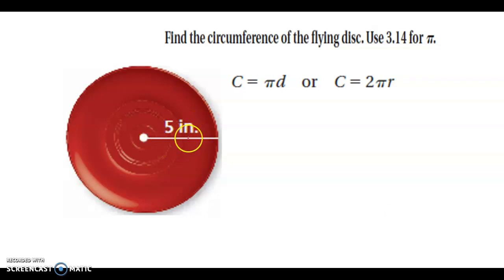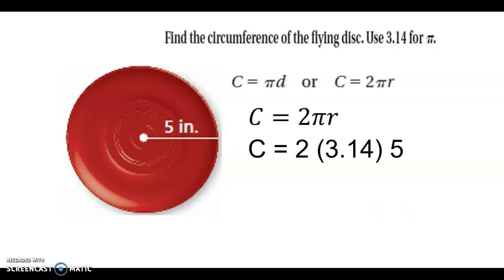So the 5 inches, that's the radius. So you use the C equals 2 pi r. So we go 2 times 3.14 times 5. So if you type that in a calculator, you end up with 31.4. And you do want to be careful because a lot of times they'll tell you to round to a certain place. Okay?